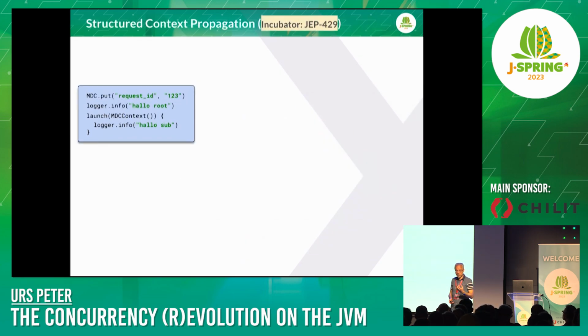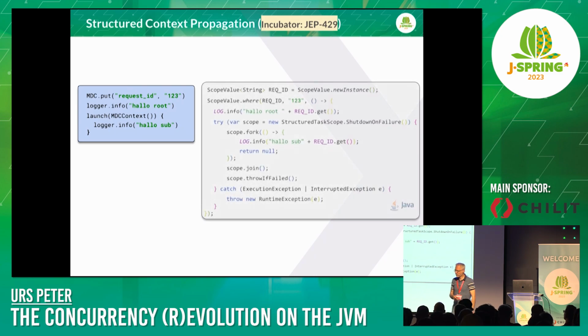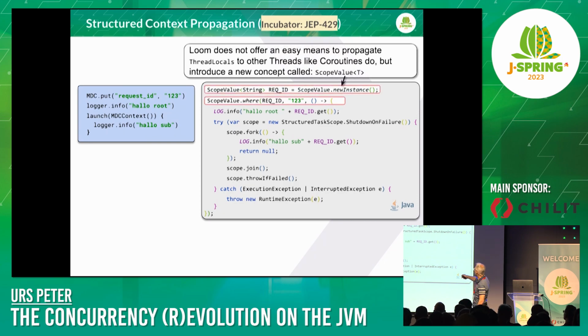How about structured context propagation, the coroutine context we've seen so far? So here we have this MDC context so that we can propagate even thread local state to new coroutines. Kotlin has kind of written hooks for that. This is where I think, Loom guys, you should maybe go back to the drawing board. This is how they address it.